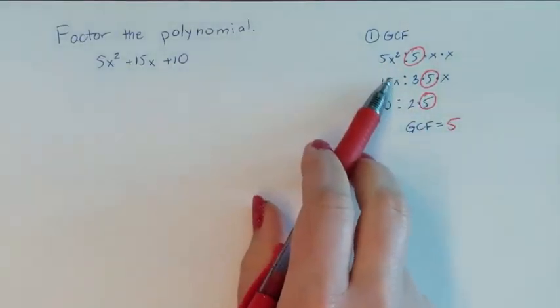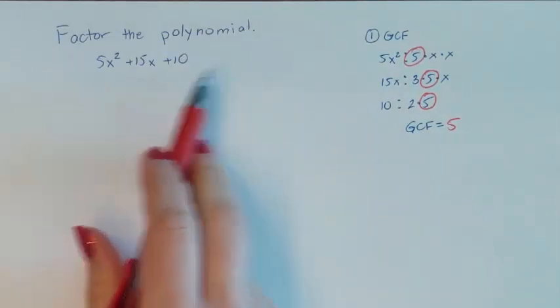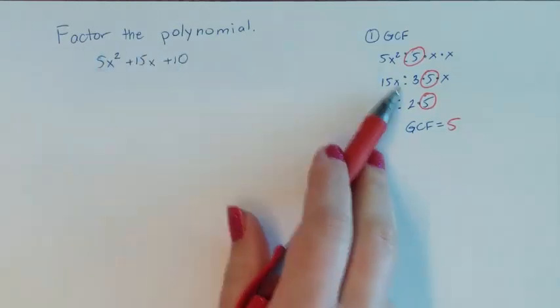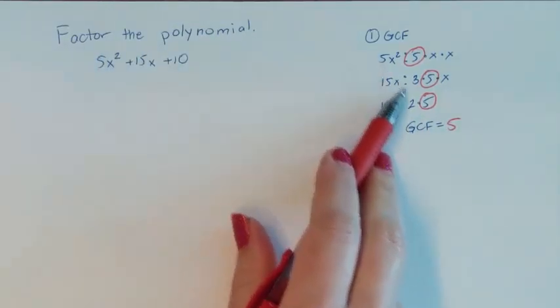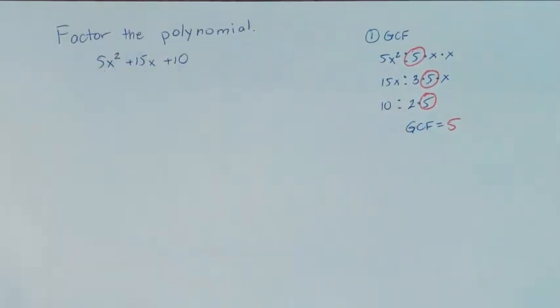The question my students normally have is, do I have to do these lists? Because I could see the GCF in here. If you can visually see the GCF and come up with it in your head, then you don't have to do these lists. This list is to help you identify the GCF if you cannot see it by just looking.